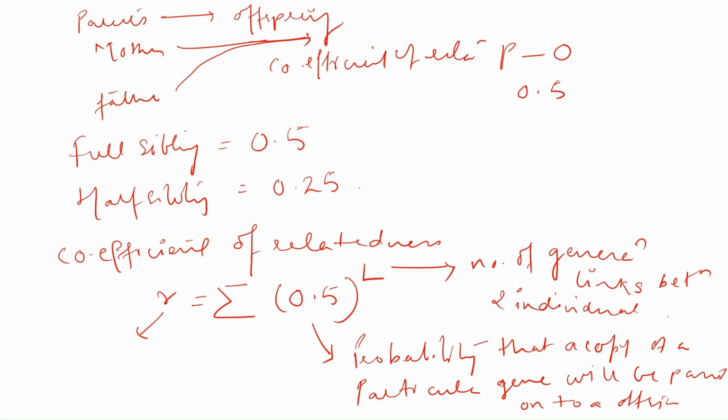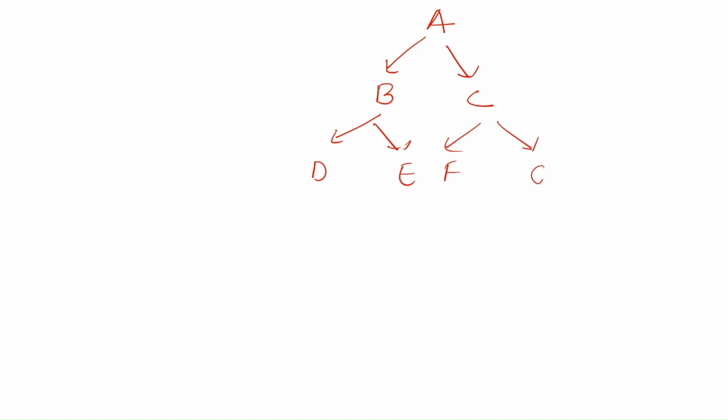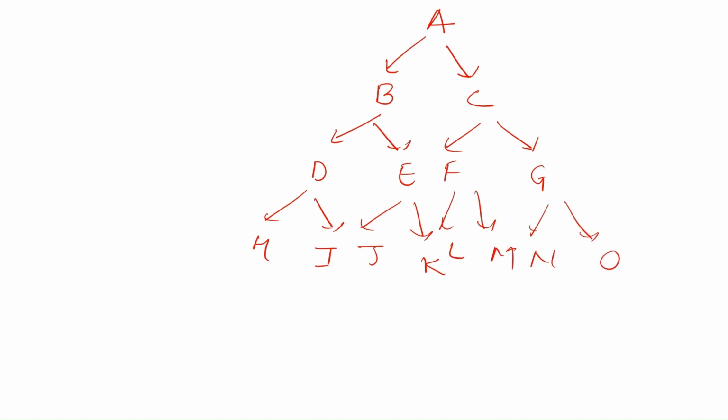Now let's calculate. Suppose we make a family tree. A has two children, B and C. B again has two children, D and E. Similarly, F and G are the offspring of C. H and I are the children of D. J and K are the children of E. L and M are children of F, N and O of G. This is a family tree.